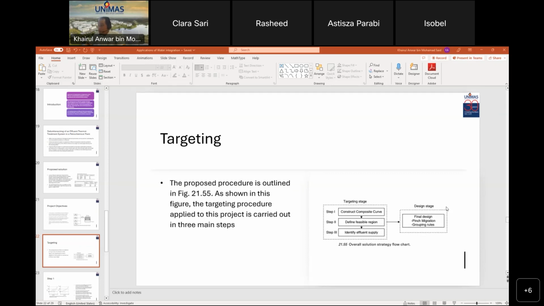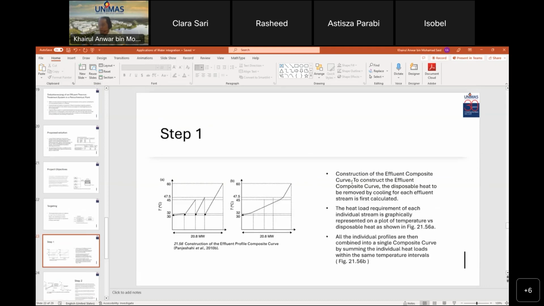The optimization design stage is final design, pinch migration and grouping rule. Step 1, construction of the effluent composite curve.